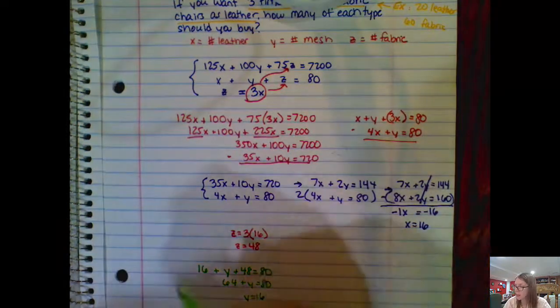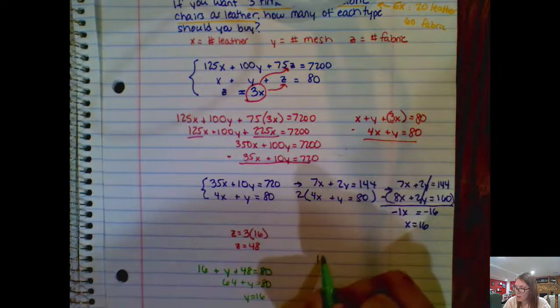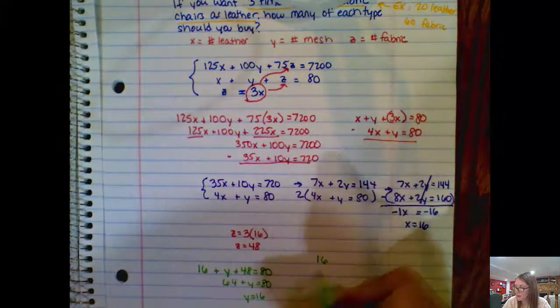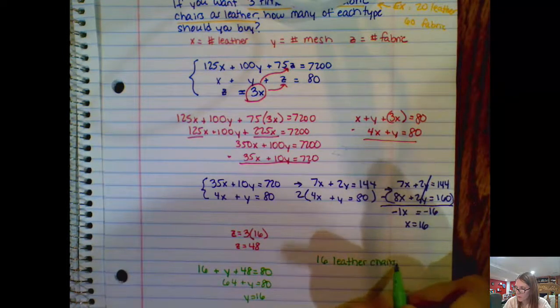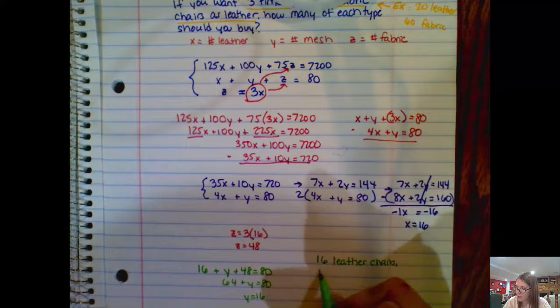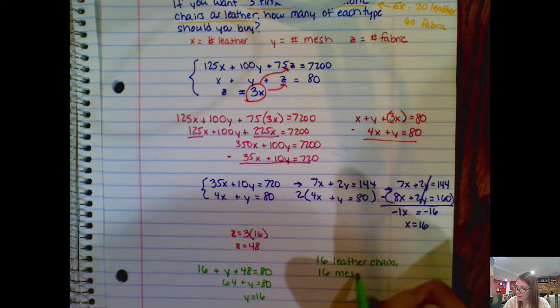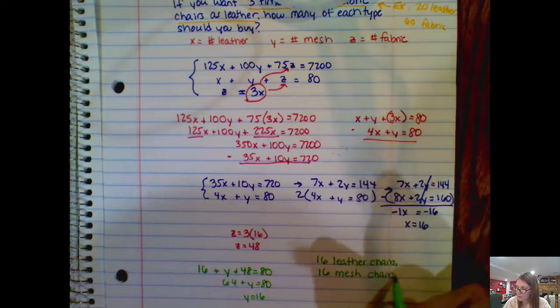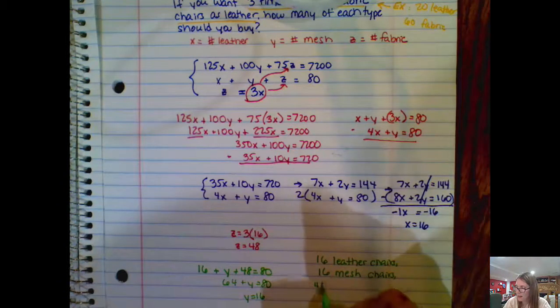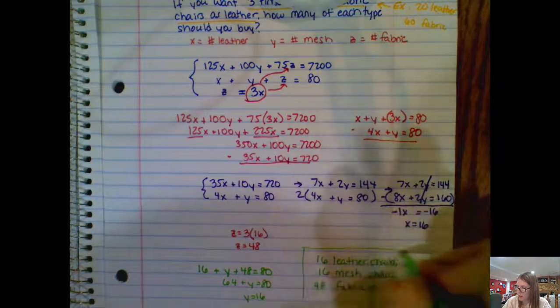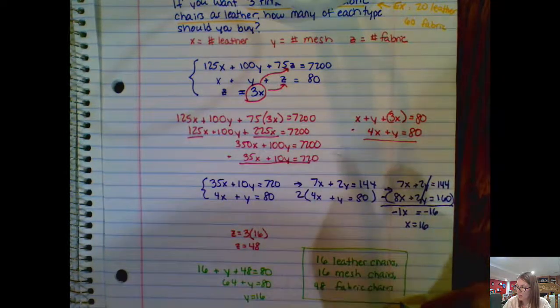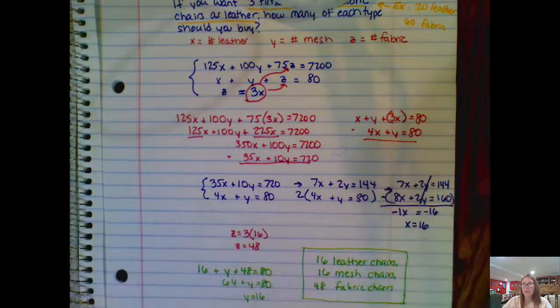So altogether, our answer: we would have 16 x's, so 16 leather chairs, 16 mesh chairs, and 48 fabric chairs. Just like before, making sure your work stays organized is a really big advantage when you're solving systems with 3 variables, especially with word problems.